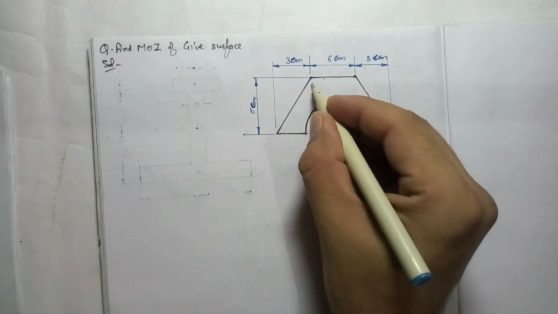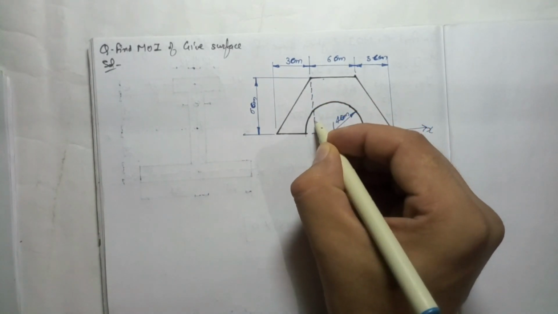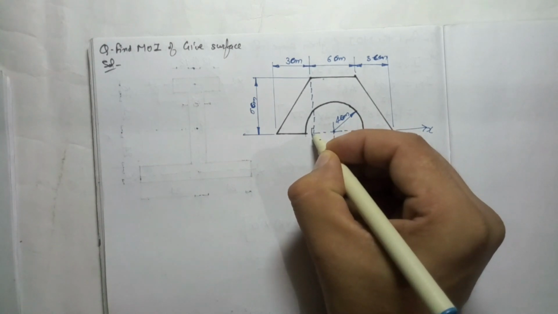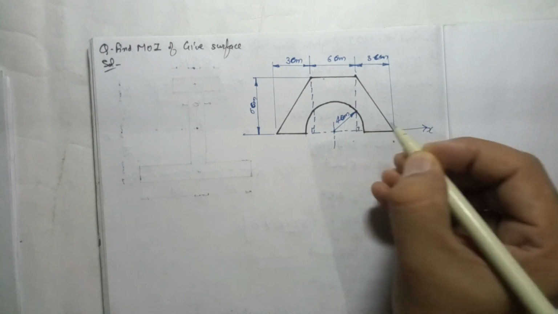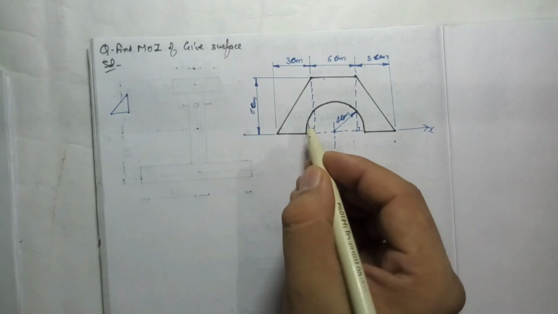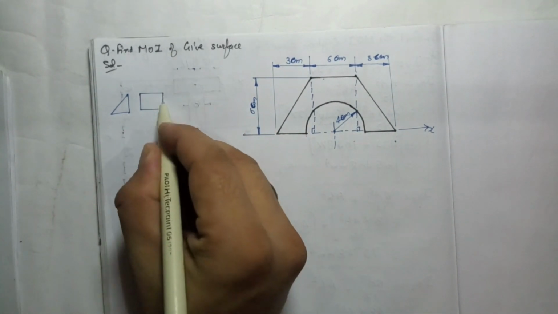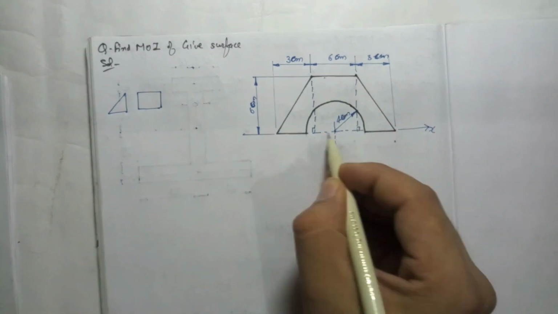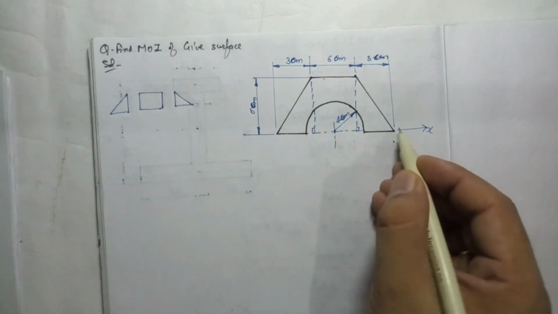What we do to solve this is take a triangle here. If I drop a perpendicular I get this triangle, and if I drop another perpendicular I get this triangle. So the first surface is a triangle, this one. The second surface is a rectangle or square, the middle one. And the third surface is again a triangle, this one.